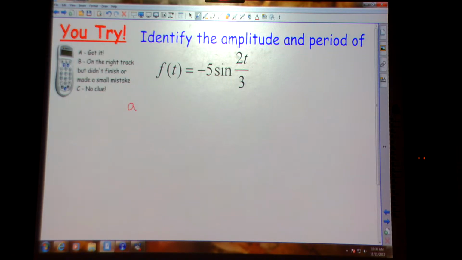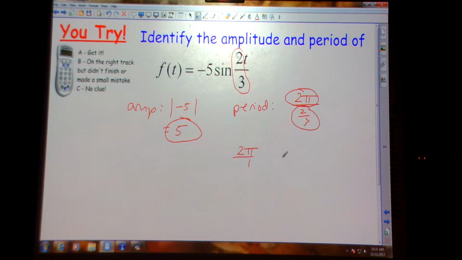Okay, amplitude is the absolute value of -5, which is just 5. Period is 2 pi over b, which b in our case is 2/3. So I'm going to keep the first one, flip, change. Now be smart and reduce before you go on. I'm going to reduce those 2's. So I multiply across now and get 3 pi over 1, which is just 3 pi.